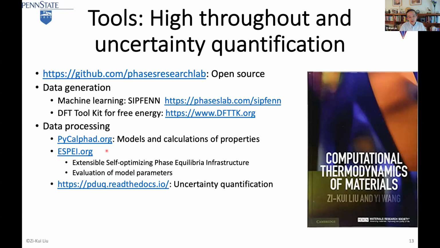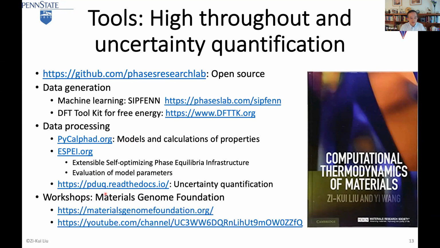And we particularly did PyCALPHAD so that you can do your own model. For example, I think the previous speaker talked about new potentials, right? A new potential comes up, new models come up. You can use the same data to remodel it. So you can take different models. And then this is the analysis, evaluation of parameters, then doing uncertainty quantification on that. And we also do trainings. We formed a nonprofit foundation called the Materials Genome Foundation. We have had these for a few years, but last year we had an online one because of COVID. So we have our recordings on YouTube.